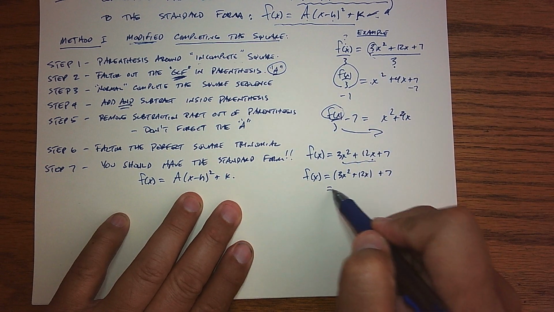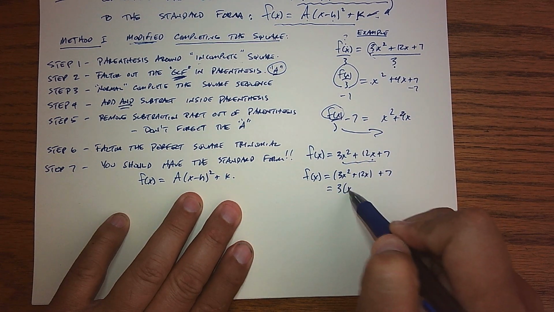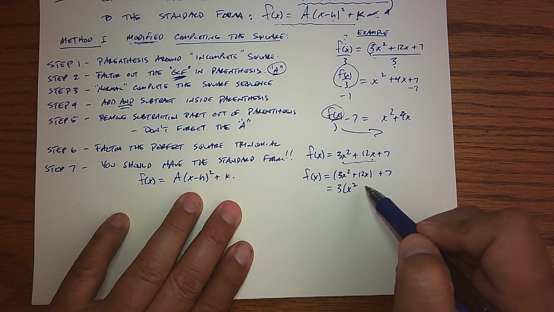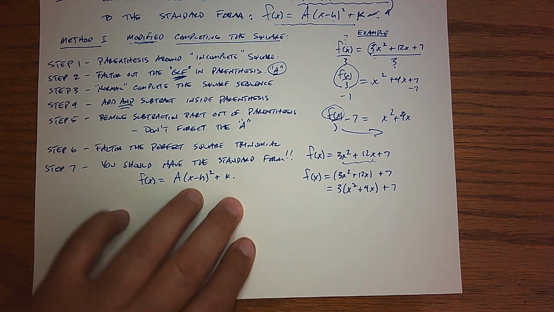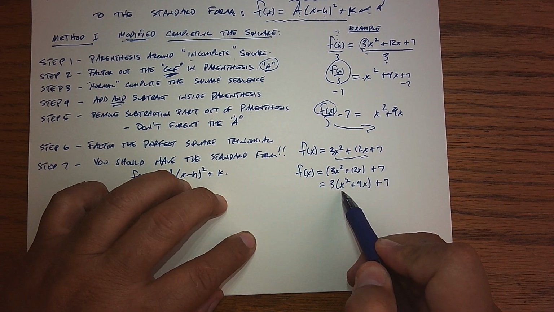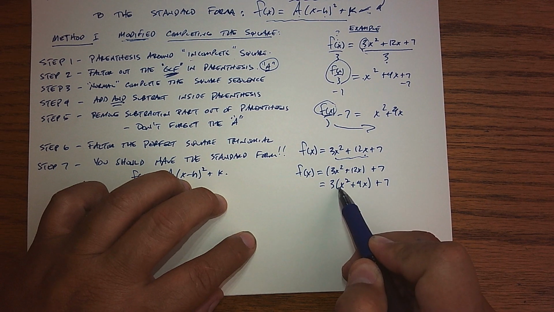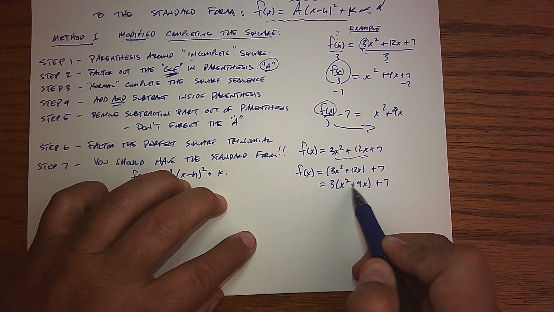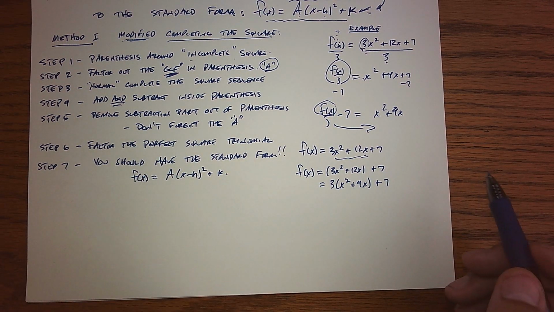But here what I'll do is I'll simply factor that out. Now, of course, in this case, it is truly the GCF. So when I factor that out, what I end up with is that. Okay? So now, inside the parentheses, I truly have an incomplete square. My lead coefficient is 1, and it's the classic x squared plus some bx.